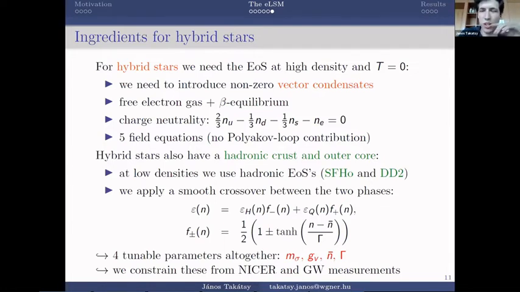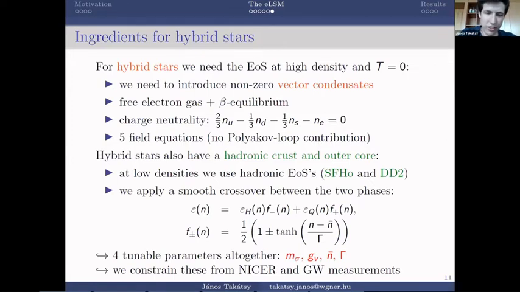To concatenate the quark and hadronic equations of state, we apply a smooth crossover between the two phases, for which we use an interpolation method introduced by Masuda et al. It is an interpolation between the number density versus energy density curves, basically an exponential interpolation, which suppresses the quark contribution at low densities and the hadronic contribution at high densities. This has two parameters: the place of the phase transition and the width.